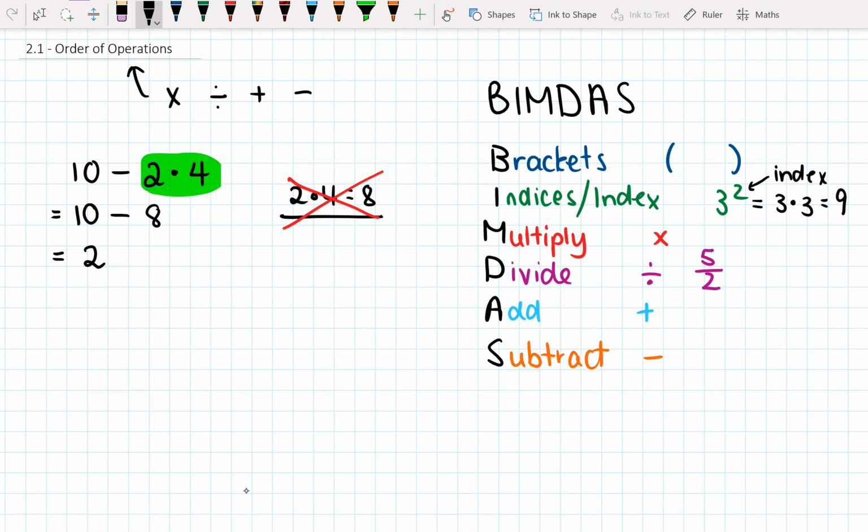Okay, so this is how BIMDAS works. We're going to go through a few examples so that you can see how order of operations works. So if I have 7 plus 6 minus 10 divided by 2.